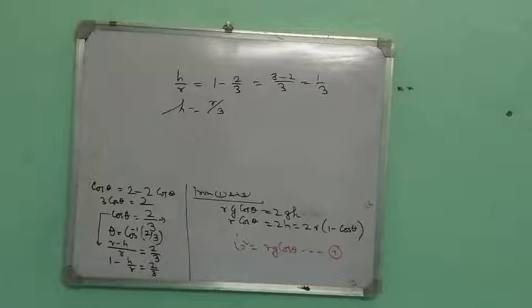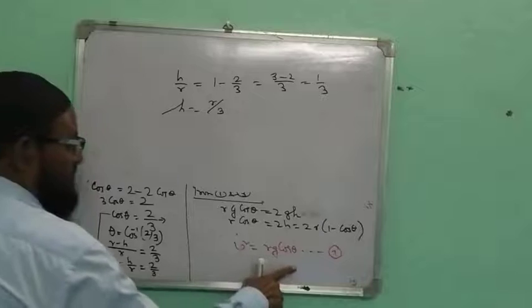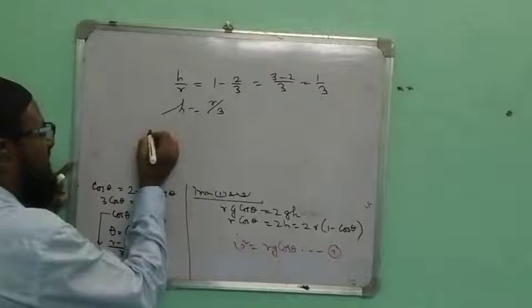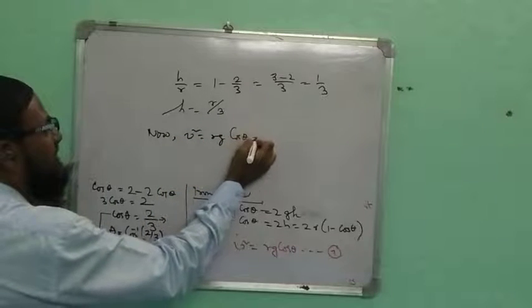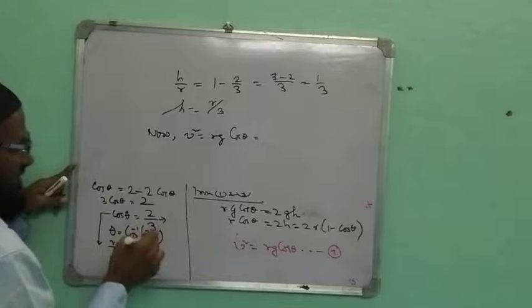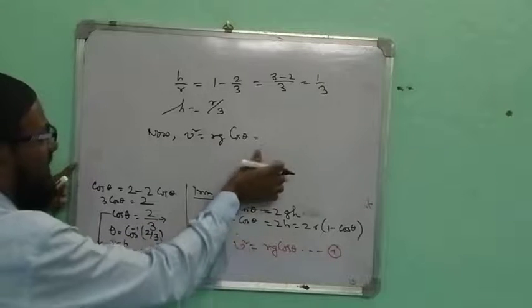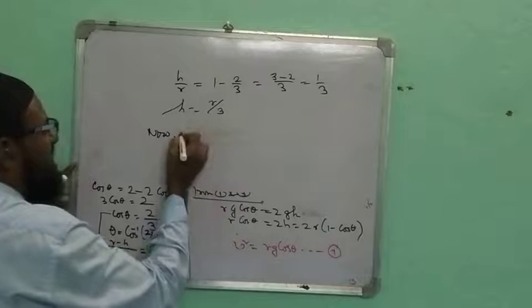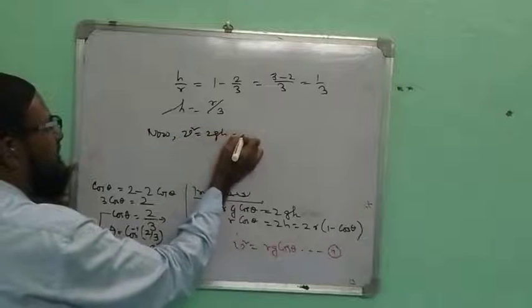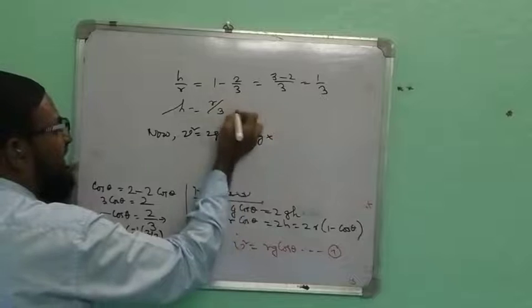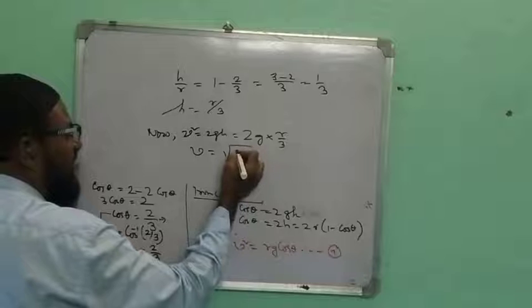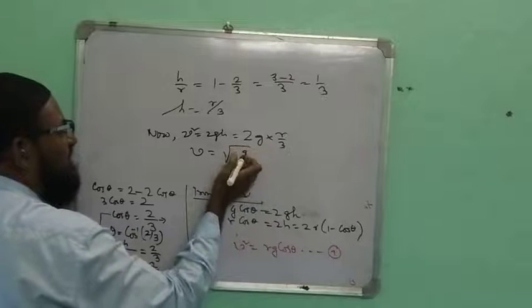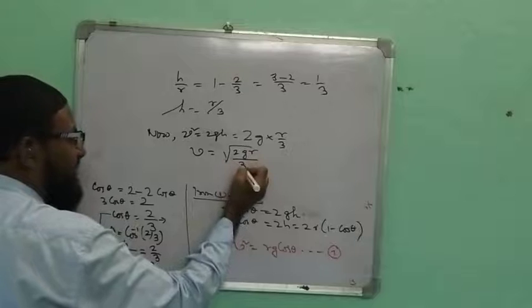This is one answer. And what is v square at this moment? v square equal to Rg cos theta, no, this is not the answer. v square equal to 2gh. 2g, and h is R by 3. So v equal to root of 2gR by 3. This is the answer.